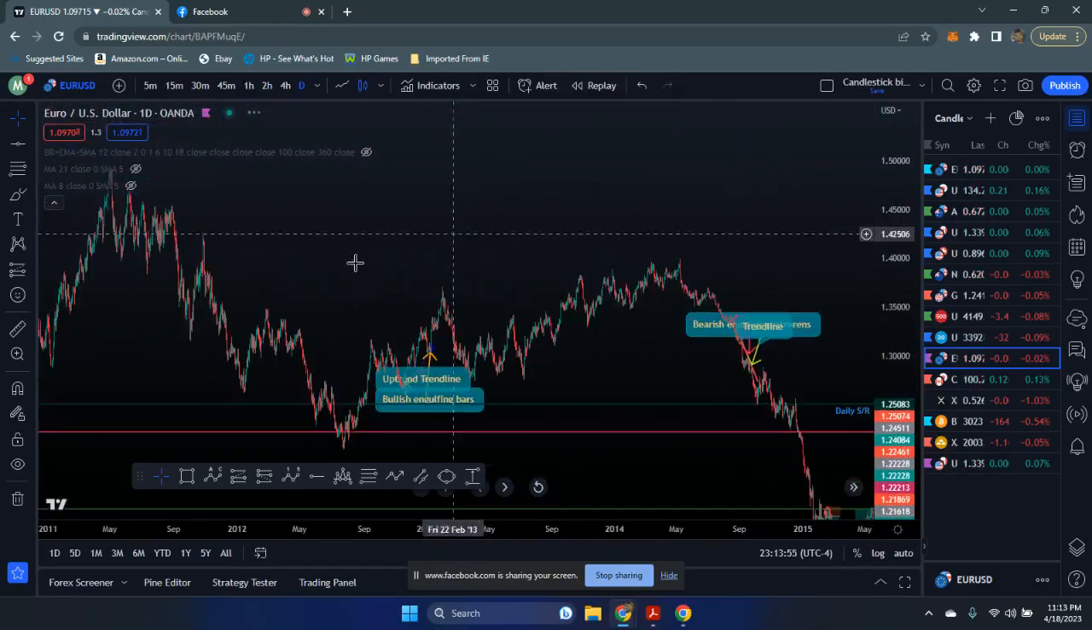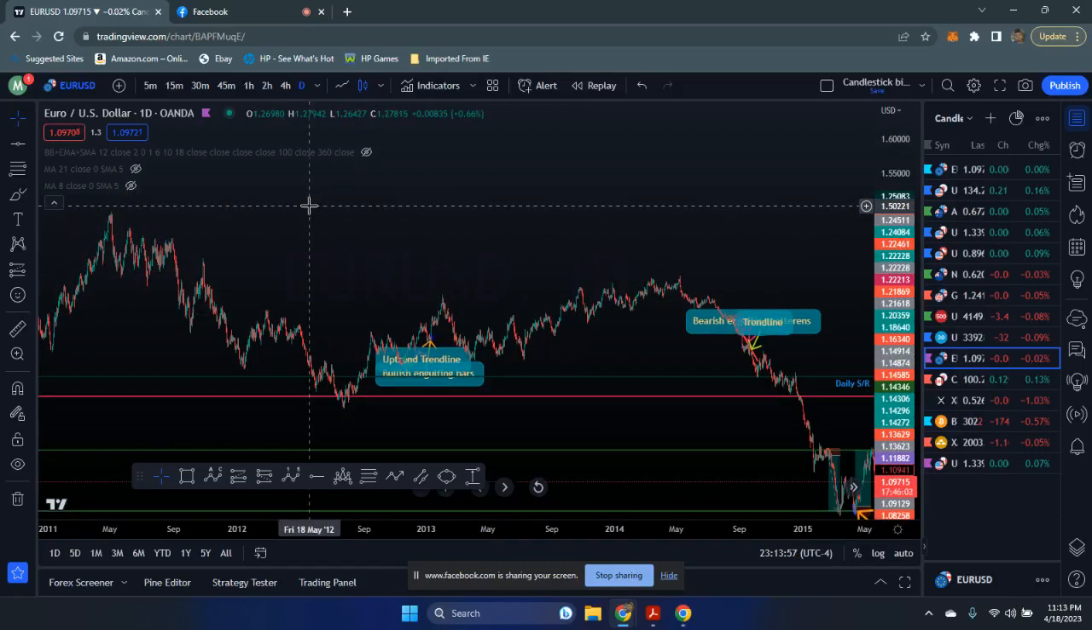Guys, I want you to do your calculations. So if you're on a 0.01, that is 1 cent for every pip.